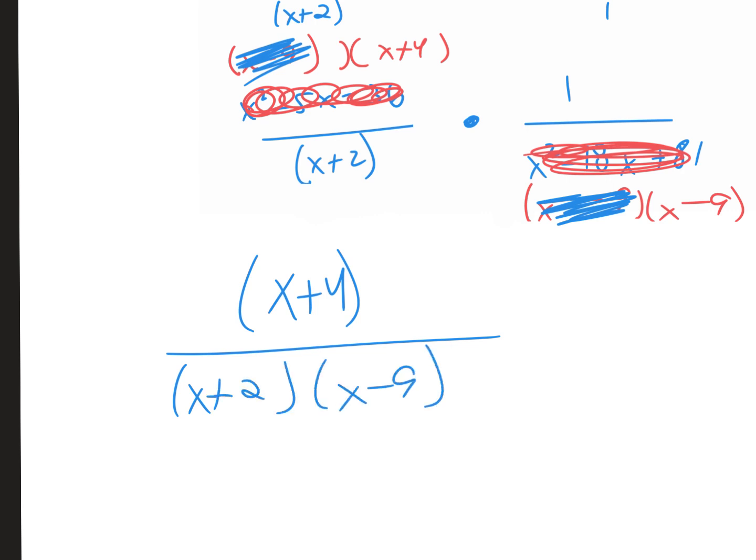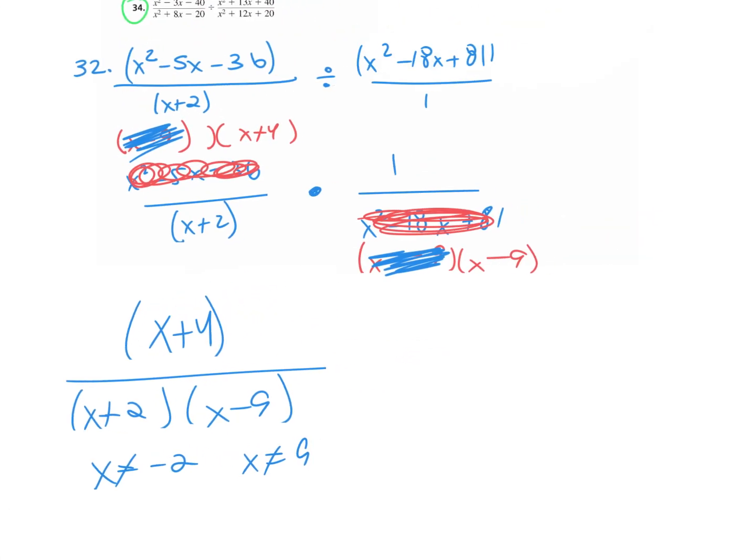Do I have any restrictions? Yeah, there's 2. What can x not equal? Cannot be negative 2, and it cannot be what? Positive 9. What will happen if it is either of those numbers? Your denominator would become 0, which then your fraction or your rational becomes undefined. That makes sense? Okay.